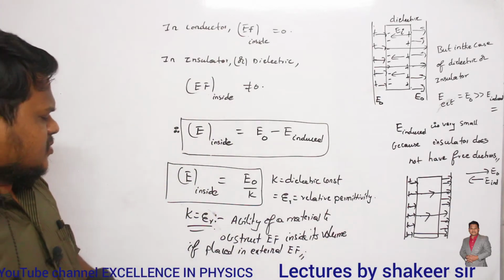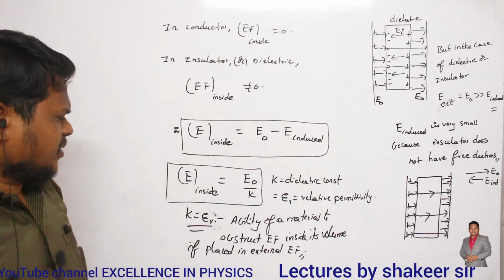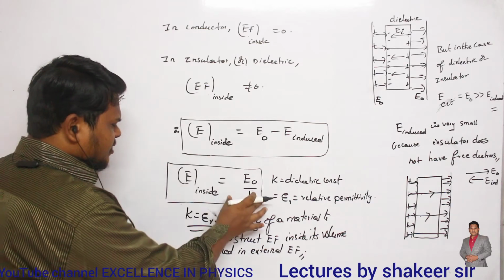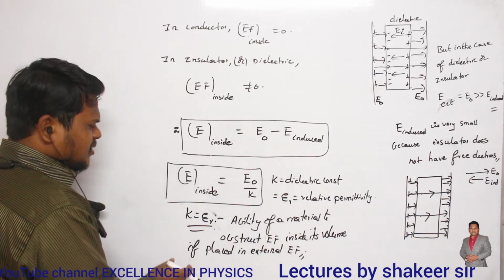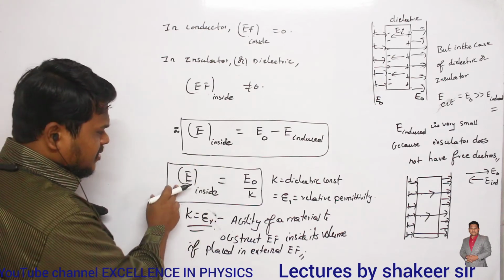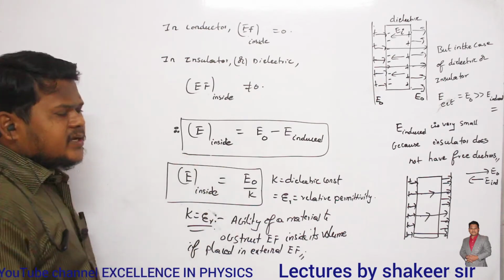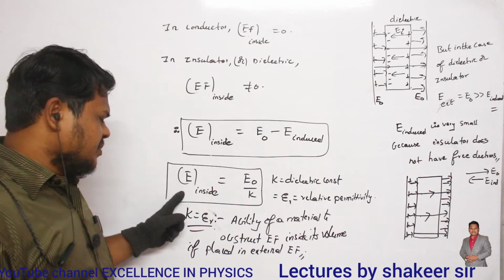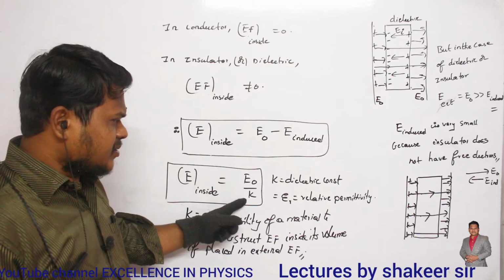Clear? So this is called the K value. So if any material is placed in an electric field, how can you calculate the electric field inside that material? That is given by E naught divided by K. The electric field inside a material is E naught divided by K.